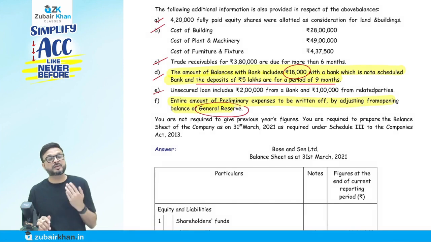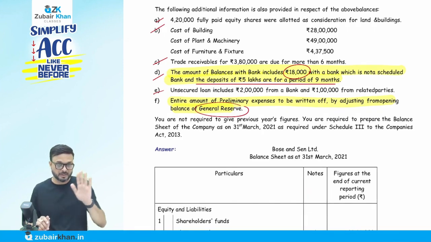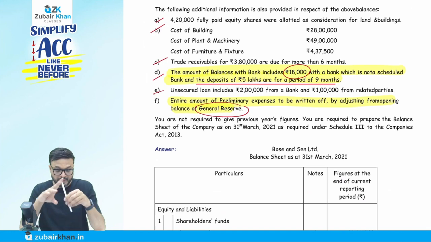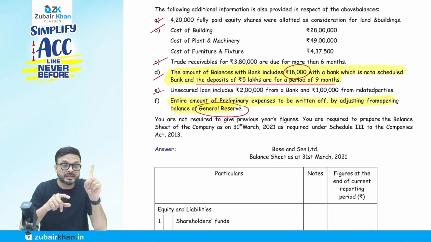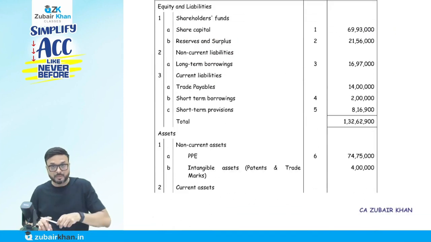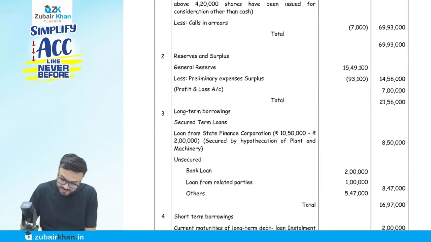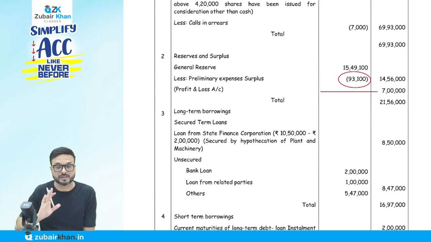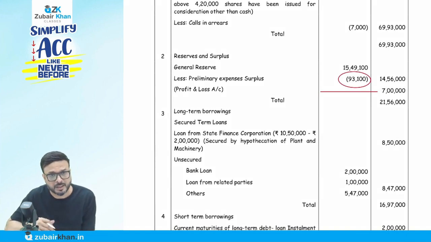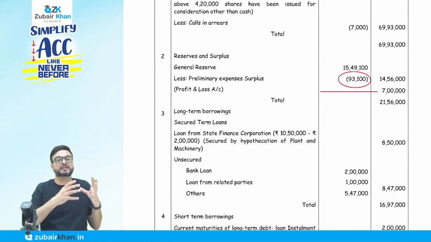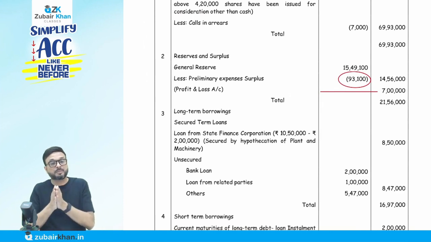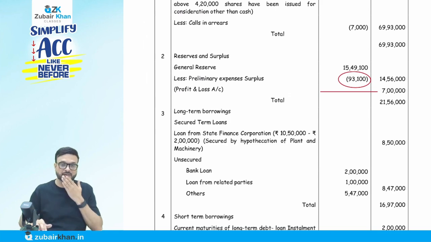Here it is specifically mentioned that it is the preliminary expense. In a previous question that we solved in class, it was a miscellaneous expense. Here they're talking about the preliminary expense, and it has to be written off against the general reserve. Whatever the amount of preliminary expenses mentioned in the question, they are going to adjust it against the general reserve. In the question that we solved, we adjusted against the P&L account, because it was not mentioned to adjust against the general reserve. Here it is specifically mentioned, that's why we have deducted it from the general reserve.